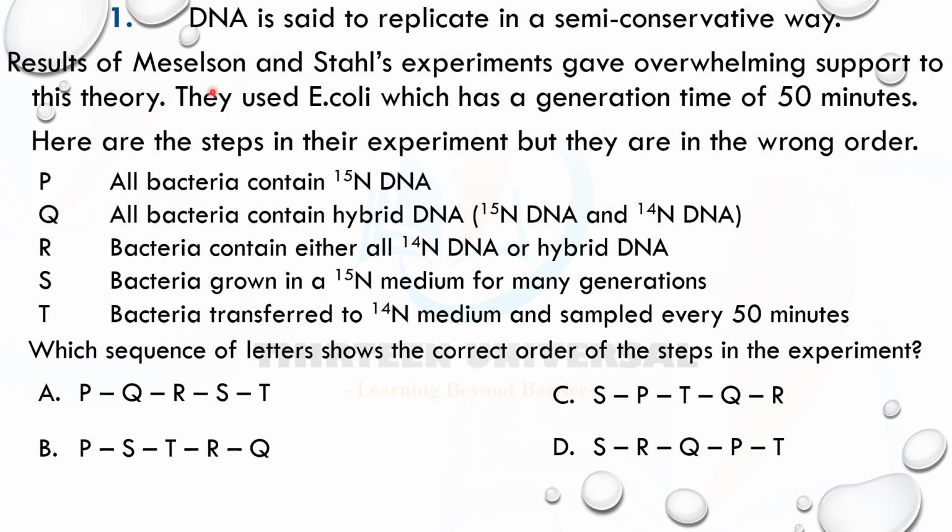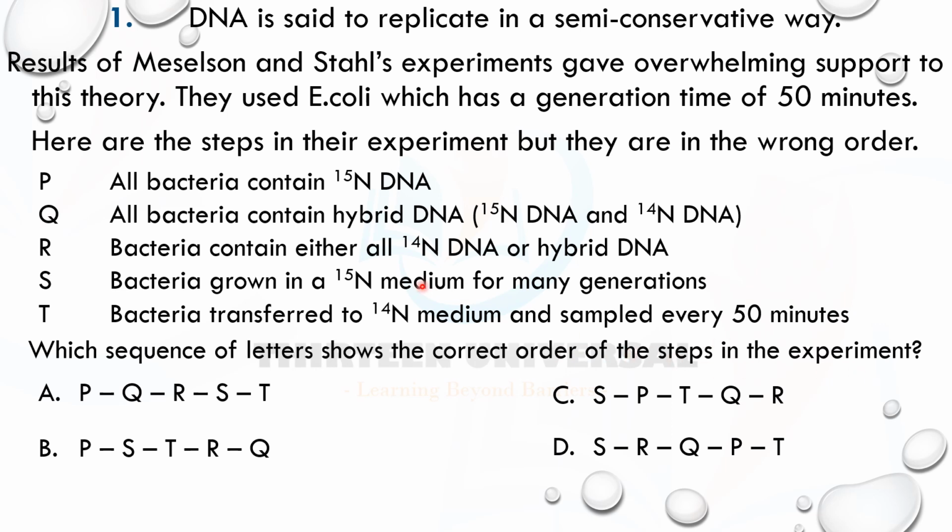they just advanced the work of Watson and Crick. Okay, so their work, Meselson and Stahl's experiment, gave overwhelming support to this theory. The theory was from Watson and Crick. They used E. coli, which has a generation time of 15 minutes. Here are the steps in the experiment, but they are in the wrong order. So the question is, which sequence of letters shows the correct order of steps in the experiment?